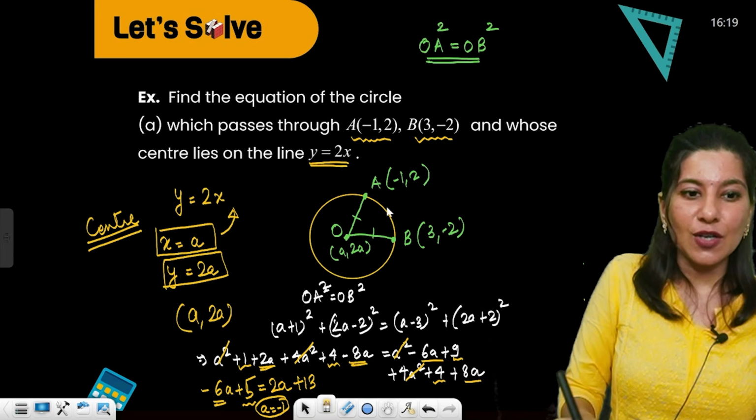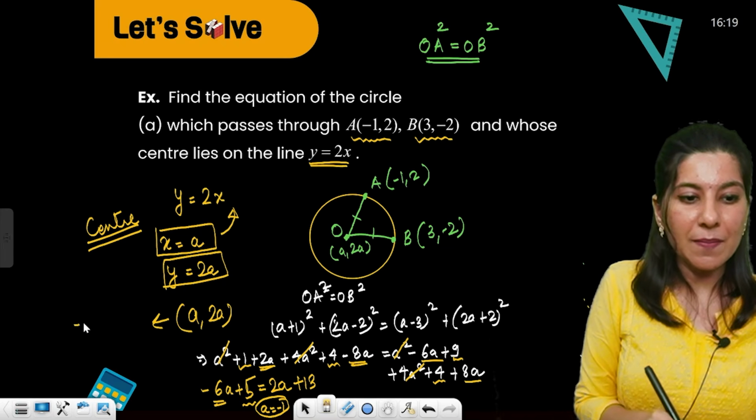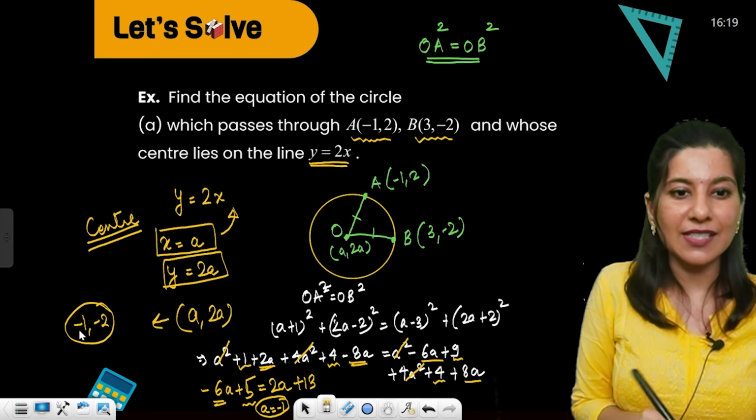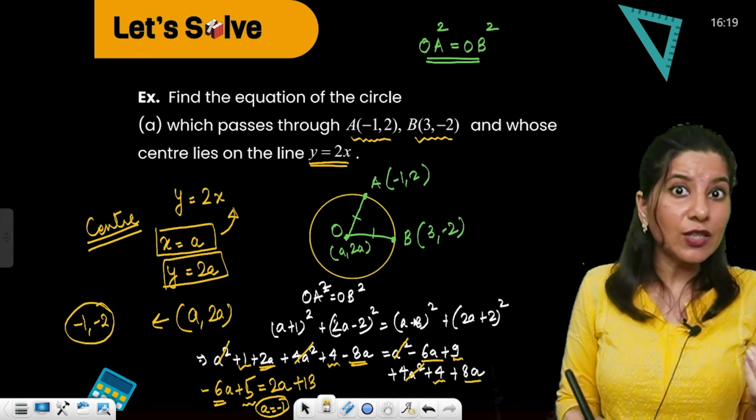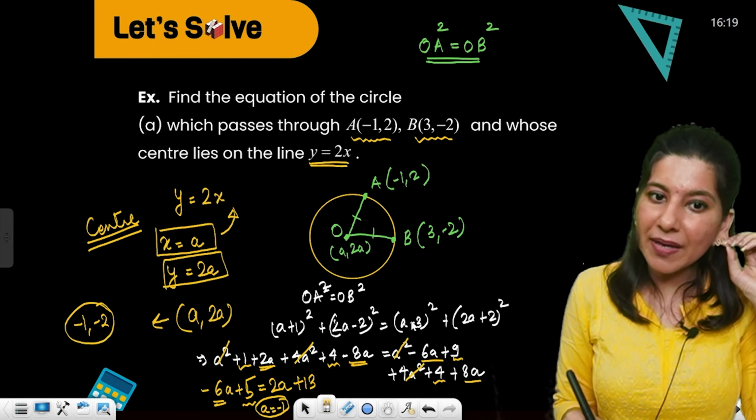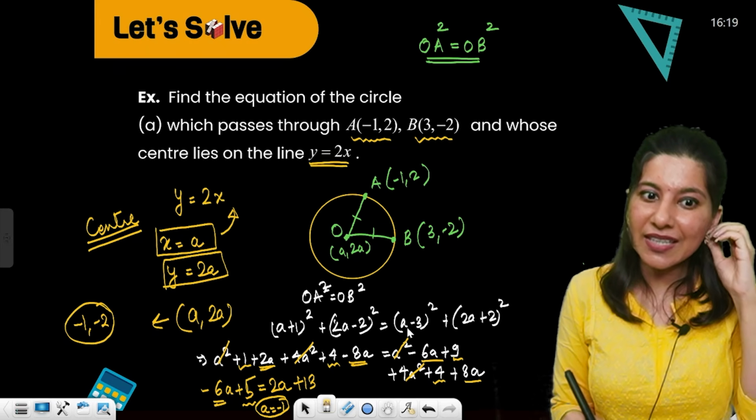That means your center will be what? The center will be (minus 1, minus 2). This is your center, right? Now that you have your center (minus 1, minus 2), you can easily calculate your radius, right?